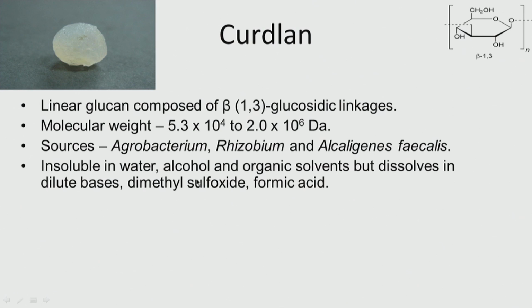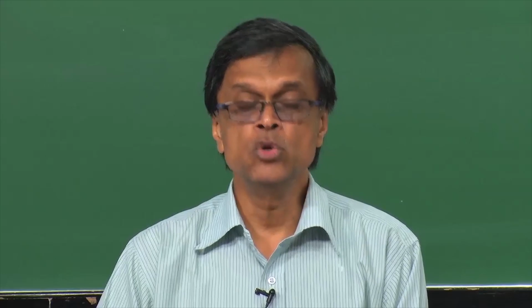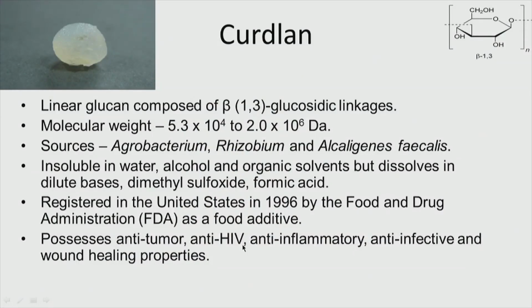It is insoluble in water, alcohol and organic solvents, but it dissolves in dilute bases, dimethyl sulfoxide (DMSO), and formic acid. It was registered in the USA in 1996 by the FDA as a food additive. So it is used in soup thickening, for entrapping flavors and fragrances, and in noodles. So it is widely used in food. It possesses anti-tumor, anti-HIV, anti-inflammatory, anti-infective and wound healing properties.